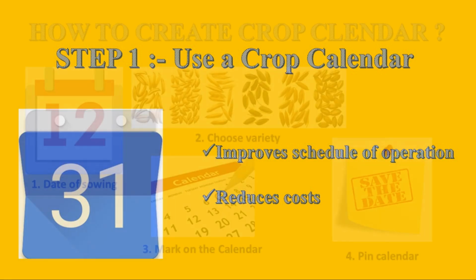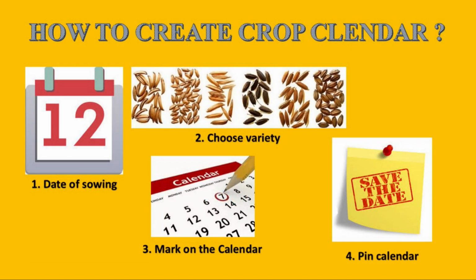But farmers don't know how to create a crop calendar. So to create a crop calendar, first determine the best date to plant or to sow. Then determine the time the variety takes from planting to harvest. Later on, mark on the calendar the date of planting and when each operation needs to be done, like plowing, weeding, fertilizing and harvesting. Pin the calendar in a prominent place to remind you when things need to be done.